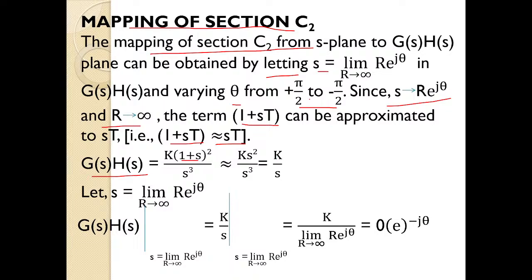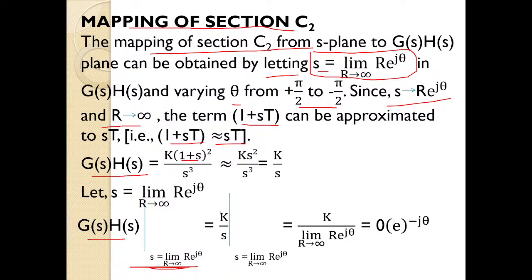So what about s? S is equal to what? S is equal to this. S is equal to limit R tends to infinity R e power j theta. So therefore, g of s, h of s at s is equal to limit R tends to infinity R e power j theta.